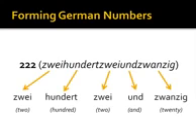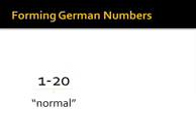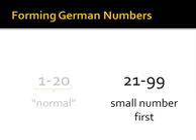Just for review really quickly: numbers 1 through 20 are formed normally, the same way we would do it in English. However, once we get to numbers 21 through 99, the small number will come first. And this is true for any number that uses hundreds or thousands. We start with the highest number, 1,000, go down to the second highest number, hundreds. But once we get to the numbers between 21 and 99, the small number comes first.